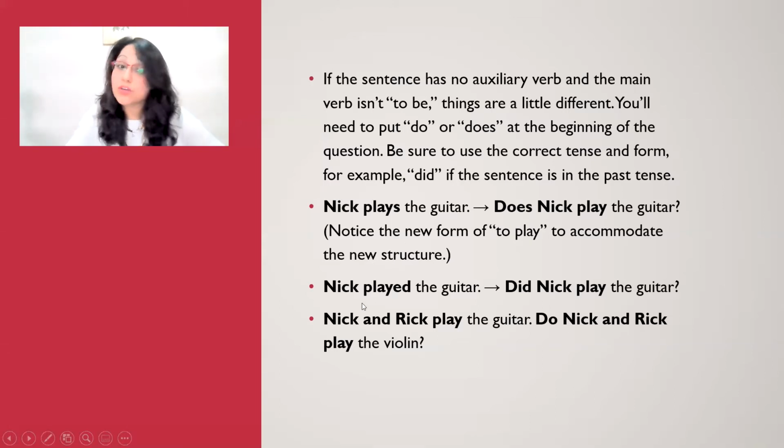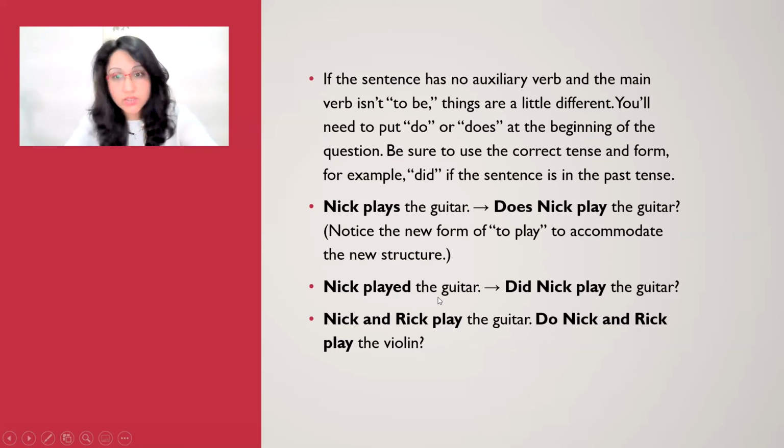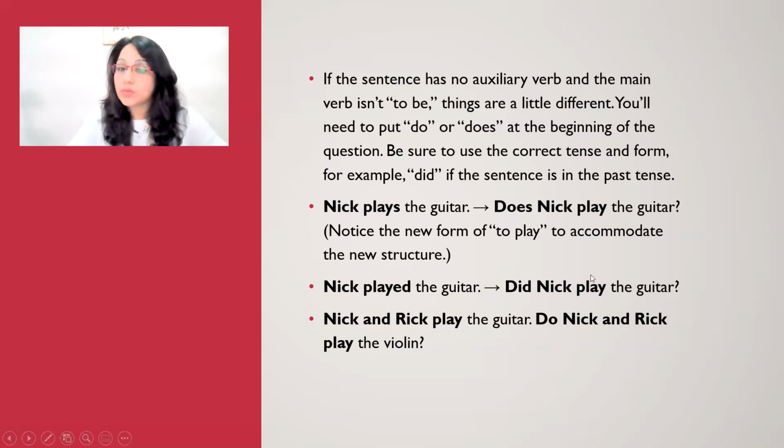And again, if you have your past tense, Nick played the guitar, then we are going to use our did. So did Nick play the guitar? Again, notice when you're using your did, the verb is going to be in infinitive form. Okay, so Nick played the guitar, that is your past. But when you're making your question in your past tense, then did Nick play the guitar? So then the verb is going to be in the infinitive form.